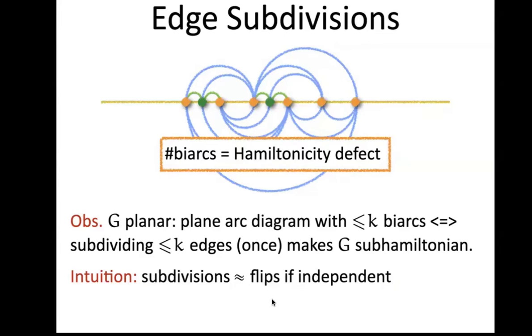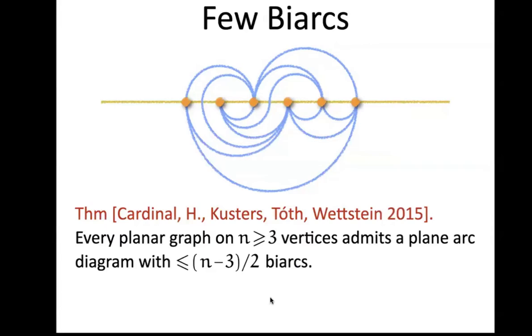to get to a Hamiltonian graph. And that we have many years ago with a couple of people, we worked on this and showed that every planar graph on n vertices you can draw in such a biarc diagram where at most roughly n/2 of the edges are biarcs.